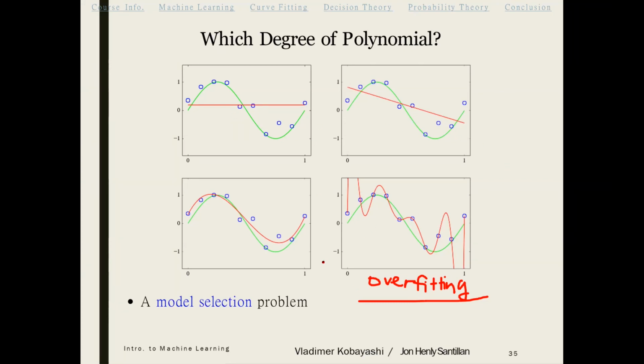So kung kayo ang papiliin, saan dyan ang medyo okay na polynomial? Diba ito? Kasi ito yung green, ito yung true. No? Tsaka ito yung na-fit niya na polynomial. So we can say that this one is the better. Ito naman yung tawag nating underfit.